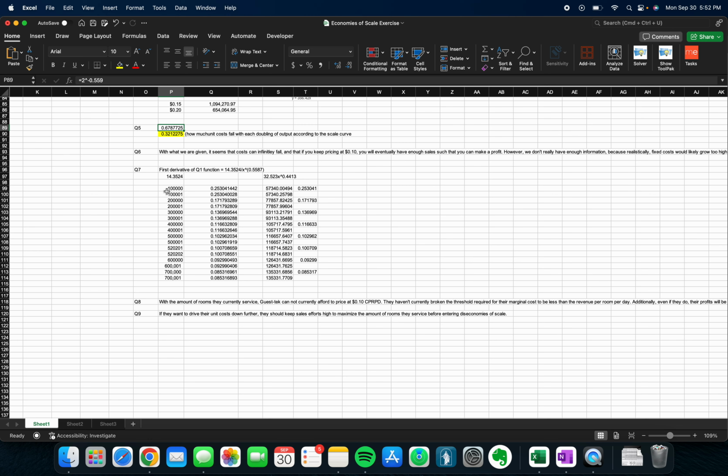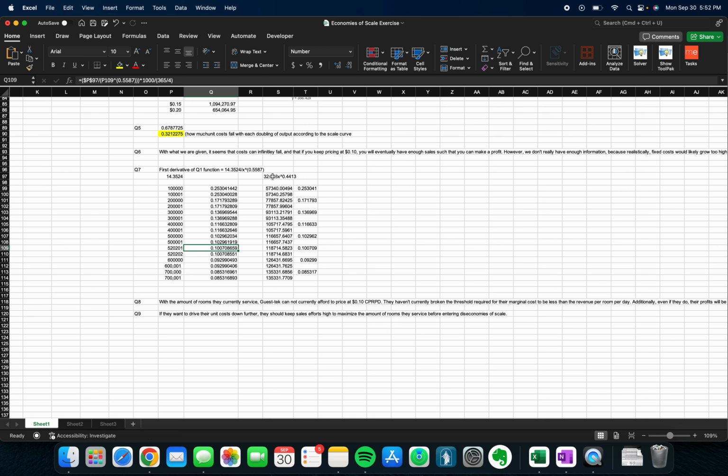And I just plugged in a bunch of different numbers, like 100,000, 200,000, 300,000, just to see where the unit costs were going, or excuse me, the marginal costs were going. Obviously, as you service more rooms, it keeps decreasing. The latest that the company ever got to was about 520,201, and the marginal cost there is just barely above 10 cents per room.